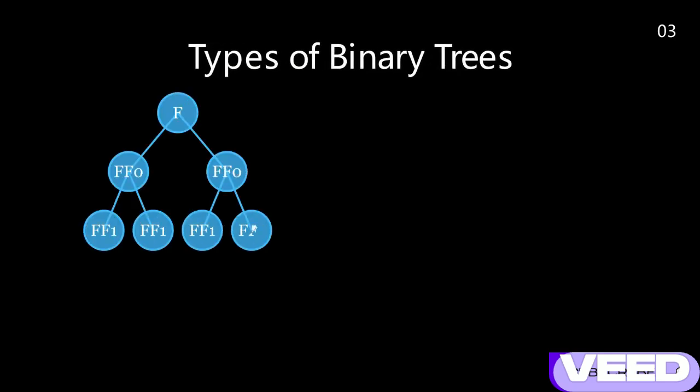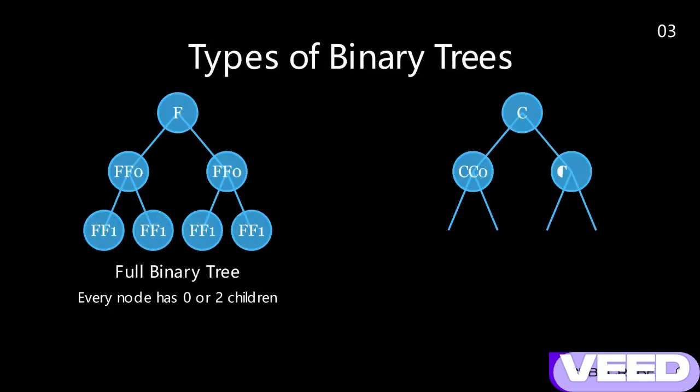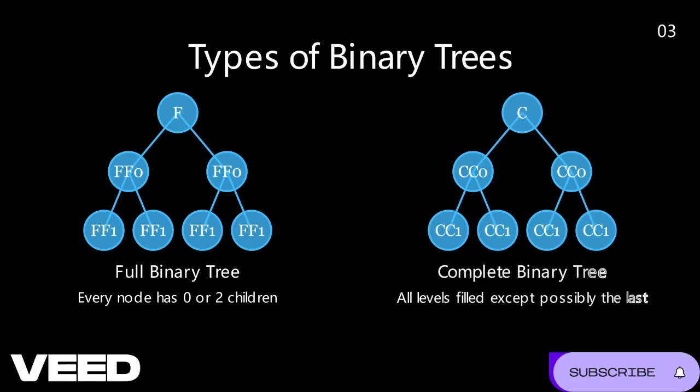Binary trees come in several varieties. A full binary tree has nodes with either 0 or exactly 2 children. A complete binary tree has all levels filled except possibly the last level, which is filled from left to right.